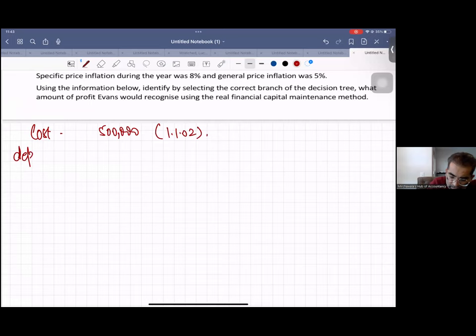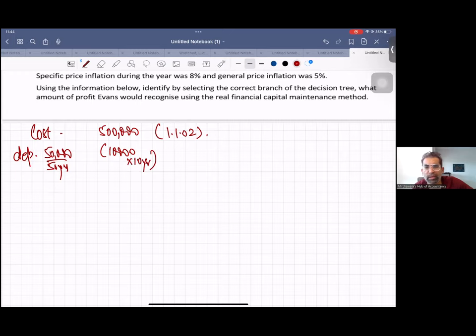Depreciation is 50,000 divided by 50 years. It's 1,000 per annum, sorry, it's 10,000 per annum, multiplied by 10 years. So it's going to be 100,000. So NBV at 1/1/12 will be 400,000. Okay. Is this the case?